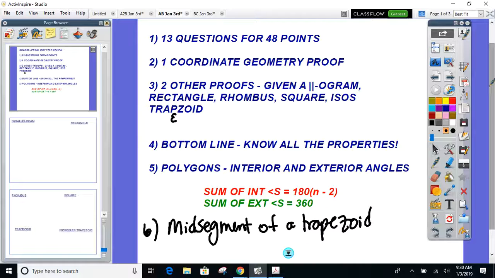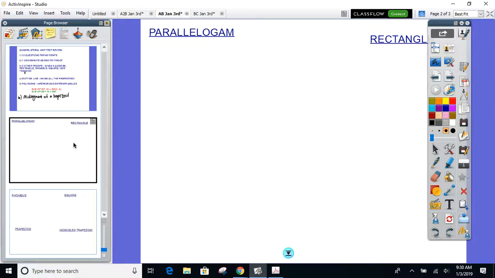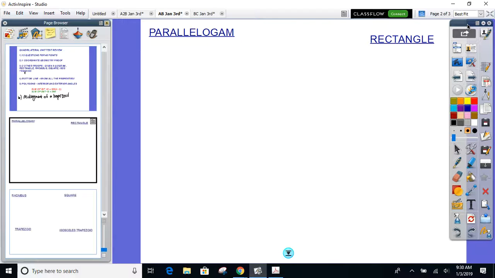Any other thing else? Okay, here's what I'm going to do with you right now. I refuse to go through the properties with you. That's on you. Whether you do index cards, Quizlet, whatever the new found way is today, you do the properties on your own. What I want to go through is if I ask you on the coordinate geometry proof tomorrow to prove it's this, what's your plan? We did this yesterday.